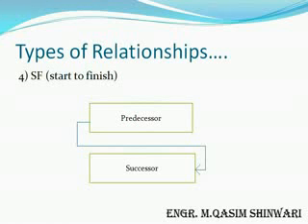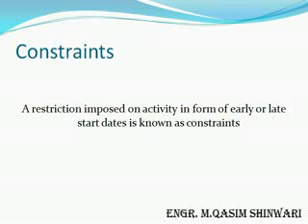One more thing we will do here is constraints. What are constraints? A constraint is actually a restriction imposed on an activity in the form of early or late start dates. For example, if we cannot start a specific task before a specific date, then we have to apply a constraint. How we will do this, you will learn in this tutorial.